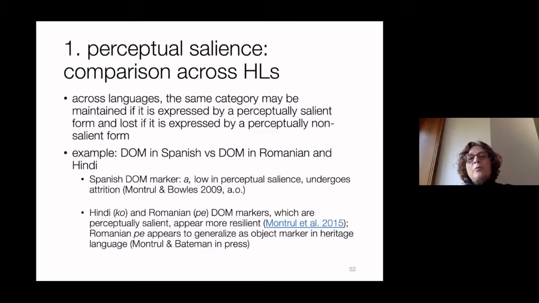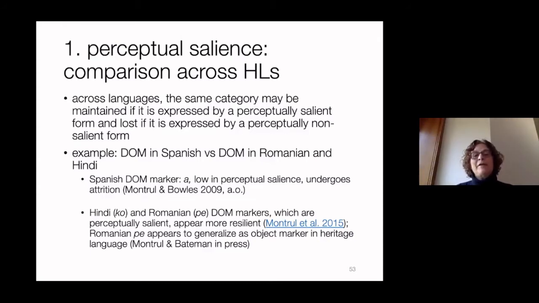Now let me talk about perceptual salience in comparison across heritage languages. As I said before, the same category may be maintained in language A if it's expressed by a perceptually salient form, and may be lost in language B if the same category is expressed by a perceptually non-salient form. And a good example is differential object marking. Differential object marking, of course, exists in a lot of languages, several of which have been studied as heritage languages. So Spanish differential object marking has been compared to differential object marking in Romanian and Hindi.